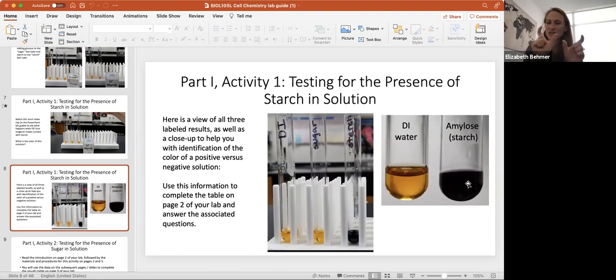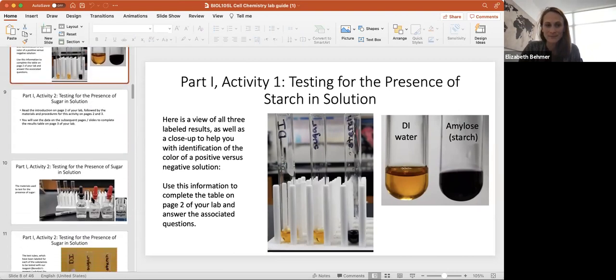So when it asks you for the color after the addition of the molecule, you can say that in the starch column, it changed color to black, and that gives you a positive reaction, meaning that IKI was able to detect for starch in the solution.